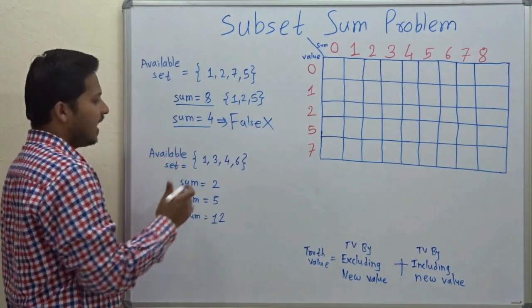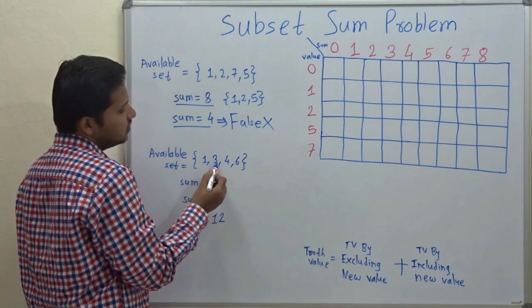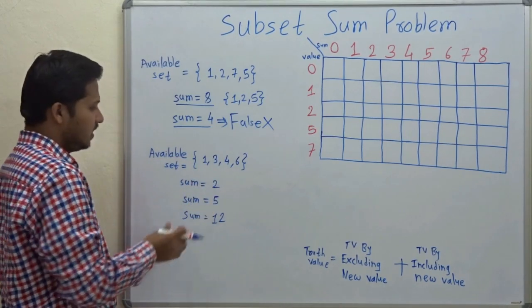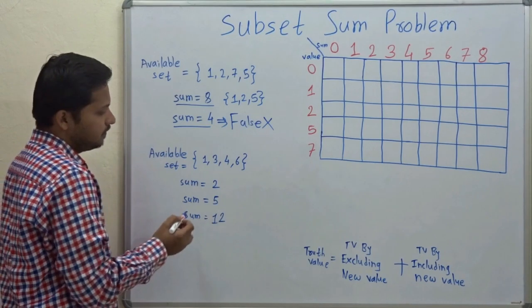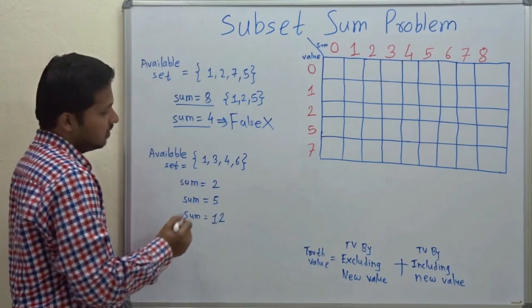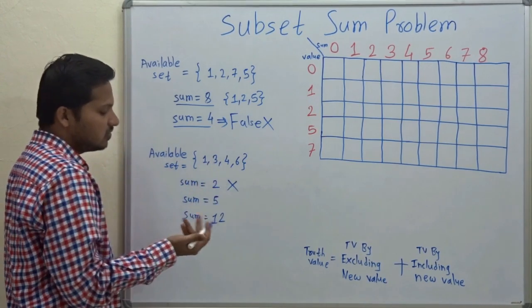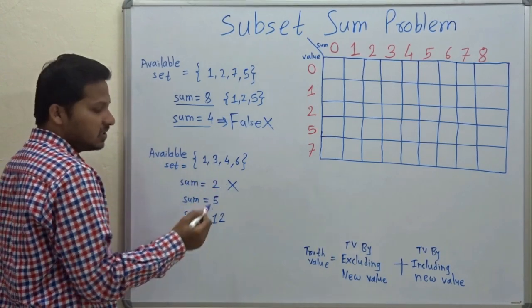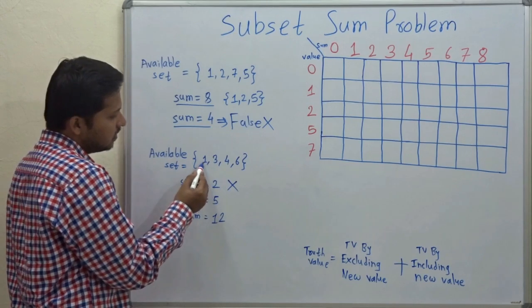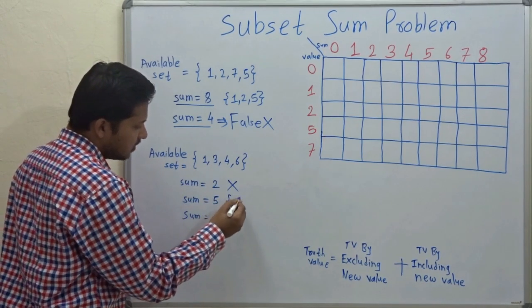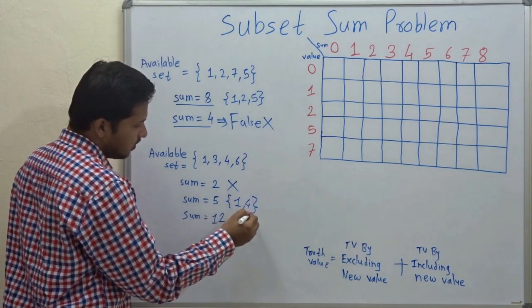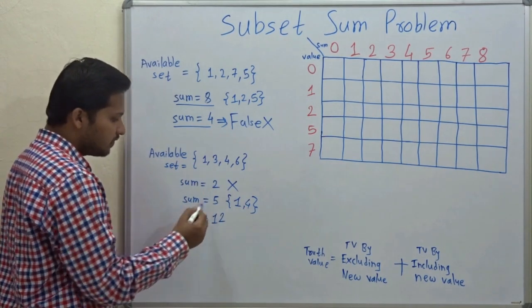Now the next available set is 1, 3, 4, 6. Can you form 2 out of this available set? No, you cannot form 1 and then there is 3, so you cannot form. Sum is equal to 5. See, 1 plus 4, yes, there is a subset of this available set which forms 5.